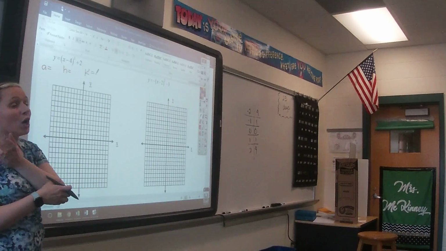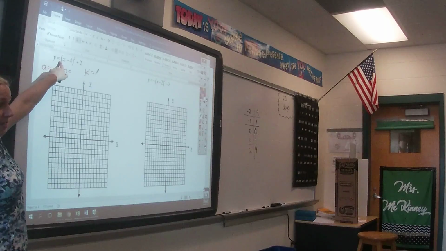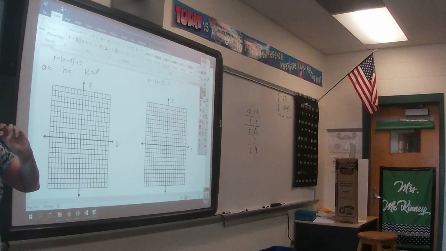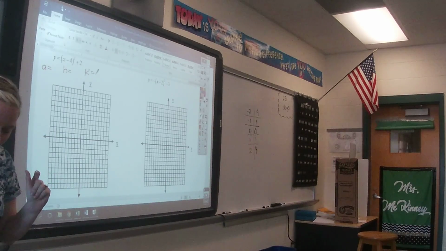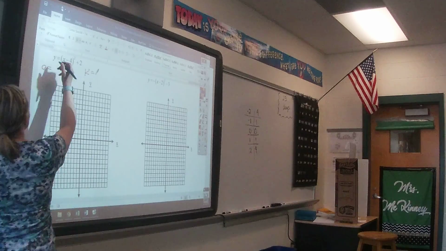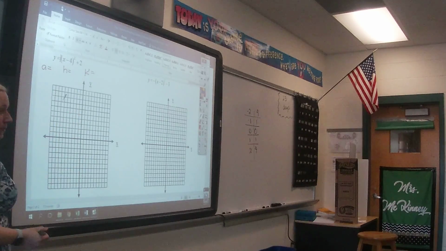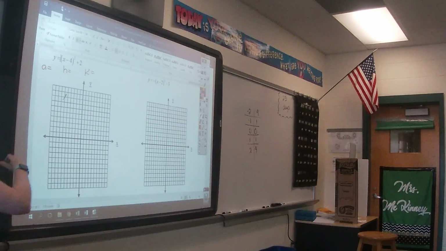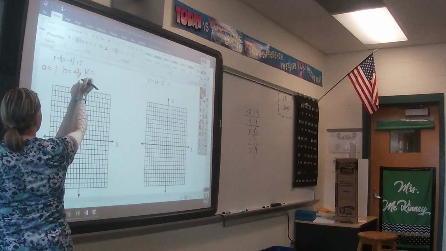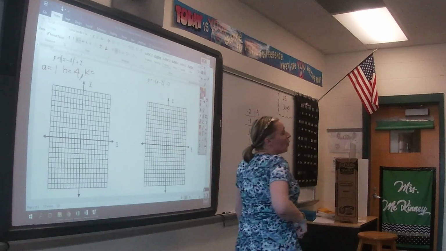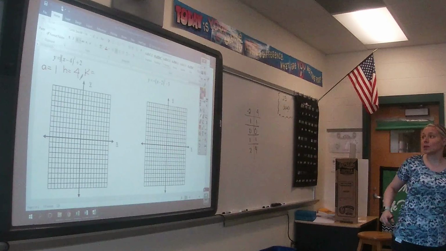Remembering that A is always the number in front of the parentheses, right? That's what the formula told us. So what number is sitting there in front of the parentheses? 1. H is always the number inside of the parentheses, but we have to take the opposite sign of it. So it's positive 4, right? So H is positive 4. And what is K going to equal? 2.